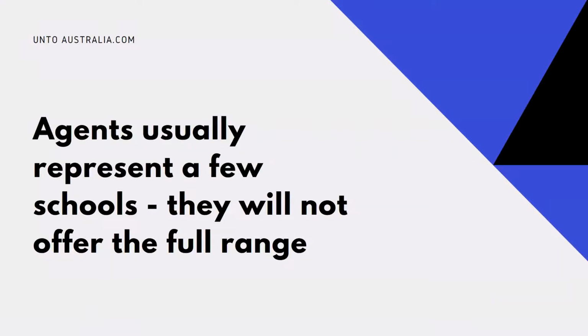Agents usually represent a few schools, so they will not offer you the full range of schools available. They'll probably only offer you the schools that they are associated with. So like I said earlier, it's best to choose the school first and then go to their list of agents and use the agents that are associated with that school.